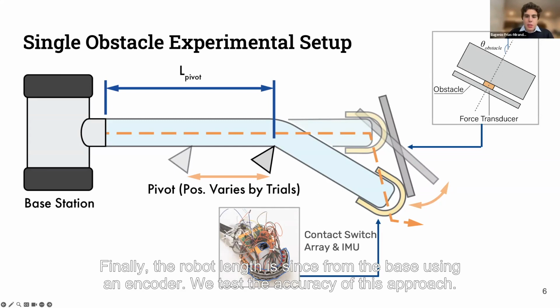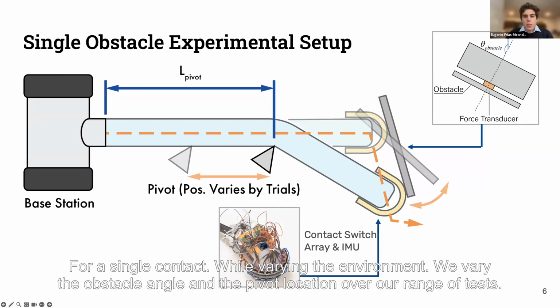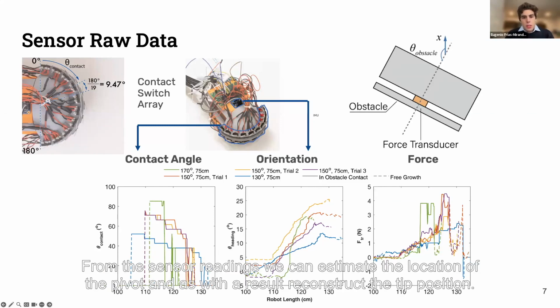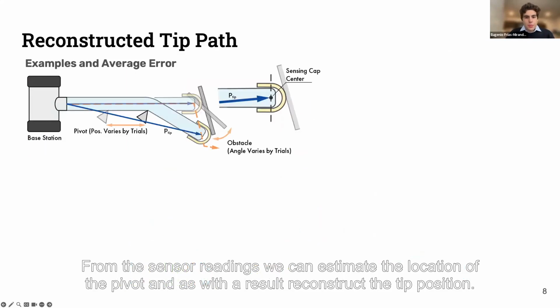We test the accuracy of this approach for a single contact while varying the environment. We vary the obstacle angle and the pivot location over our range of tests. Here we see a sampling of test results, where we measure the contact angle, the orientation angle or heading angle, and the transverse force over the length of the robot. From the sensor readings, we can estimate the location of the pivot and as a result, reconstruct the tip position.